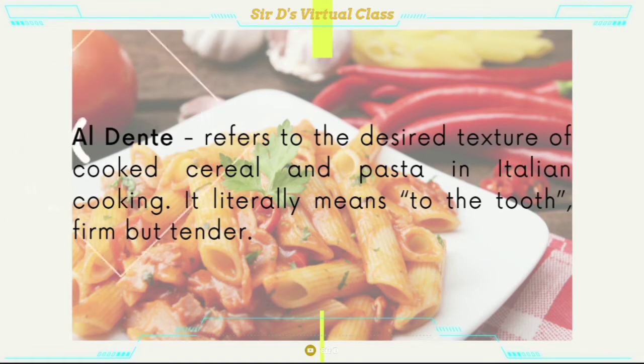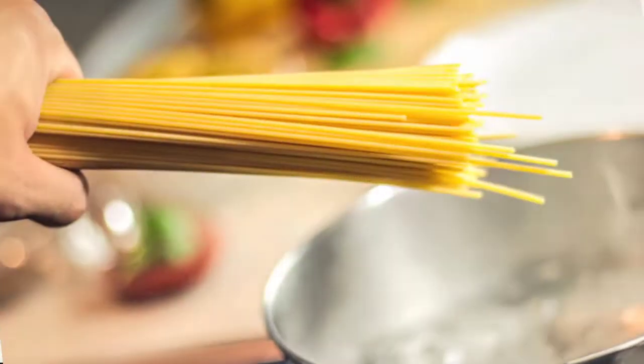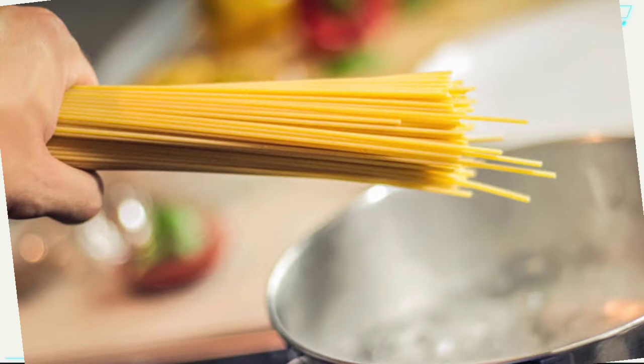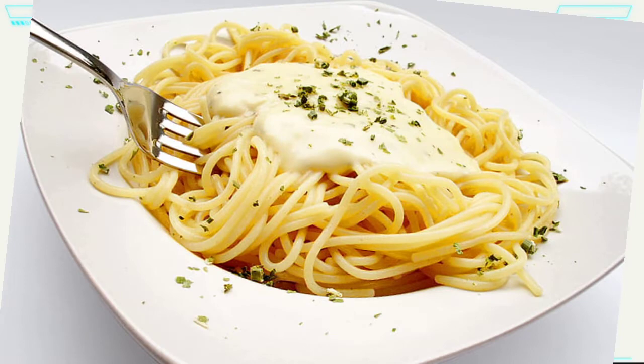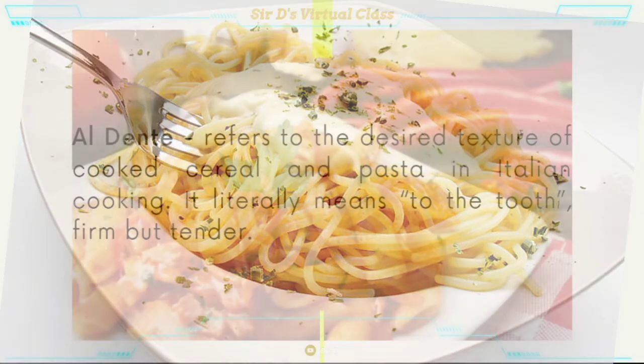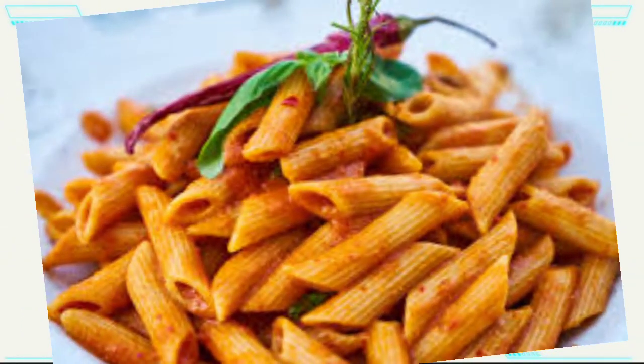A term that we must remember when cooking cereals and pasta is al dente. This refers to the desired texture of cooked cereal and pasta in Italian cooking. It literally means to the tooth, firm but tender.